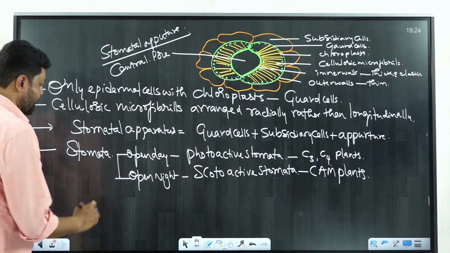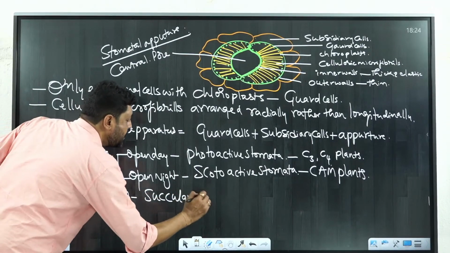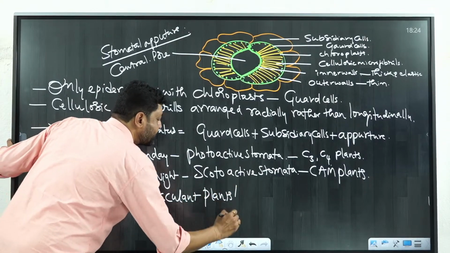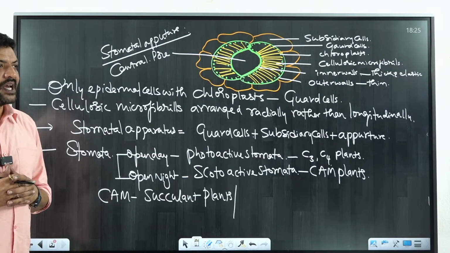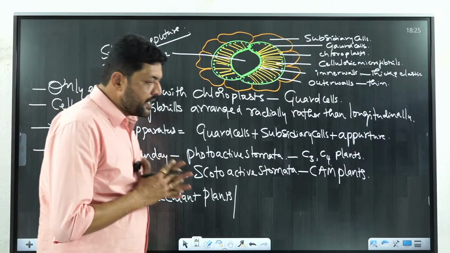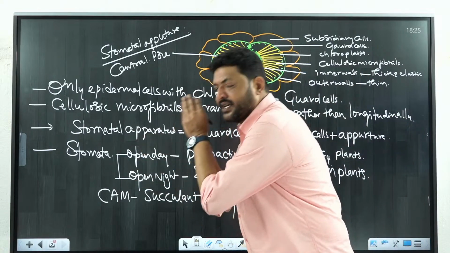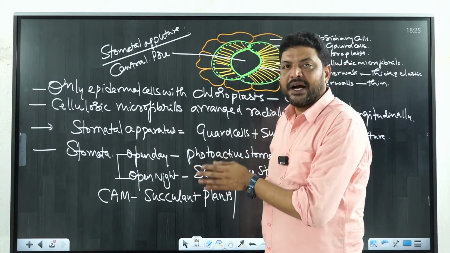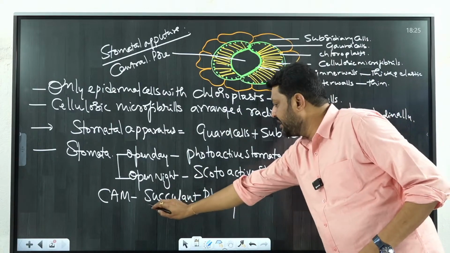What do you mean by CAM plants, sir? CAM plants means crassulacean acid metabolism, or succulent plants, which have fleshy leaves like aloe vera, bryophyllum. These are fleshy plants. They absorb carbon dioxide in the night time. Unlike other regular plants, aloe vera, Portulaca and Bryophyllum absorb carbon dioxide by opening their stomata in the night time.